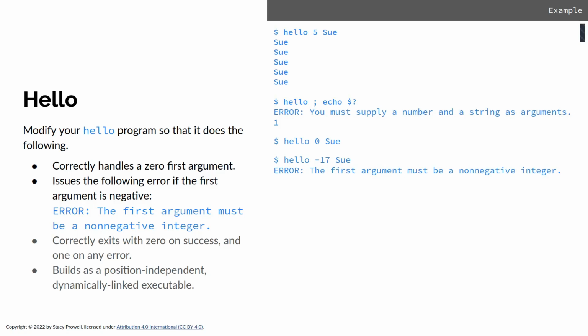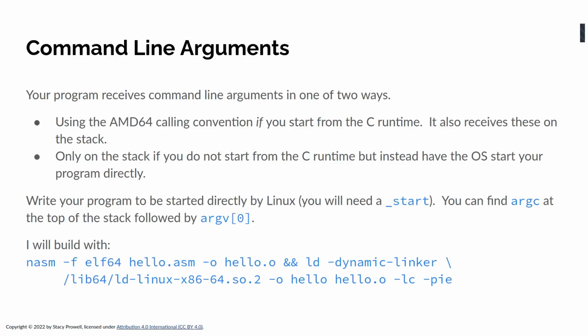Okay? And using GCC would make it too easy, so you're not going to use GCC. I want your program to be written so it's directly started by Linux. You will need a _start. So replace your main with _start. Where is argc? Where is argv? Those are on the stack now. So argc will now be at the top of the stack for you. argv0 will be immediately below it on the stack, or in terms of memory, immediately above it in memory. So below on the stack is above in memory.